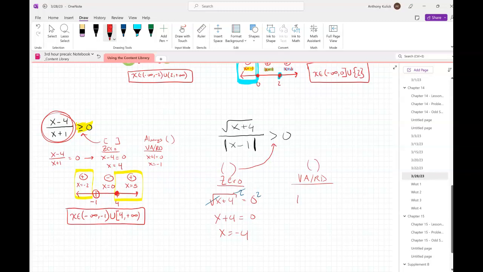Removable discontinuities or vertical asymptotes come from when the denominator is set equal to 0. Notice here that I'm never going to really care about the reducing piece, because removable discontinuities are also a discontinuity. I care about those just as much as I do the vertical asymptotes. So I'm probably always going to leave that alone.